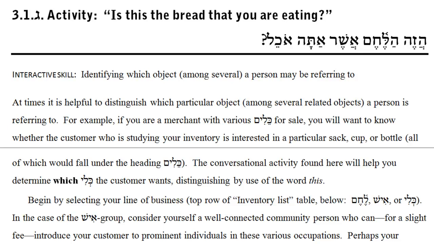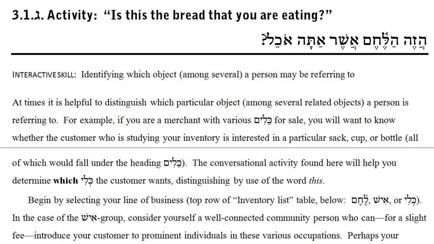This segment will enable you to describe and distinguish which commodity among several you are interested in, as if you were on a shopping trip interacting with a merchant. In this activity, you will take turns being at times the merchant and at times the customer.